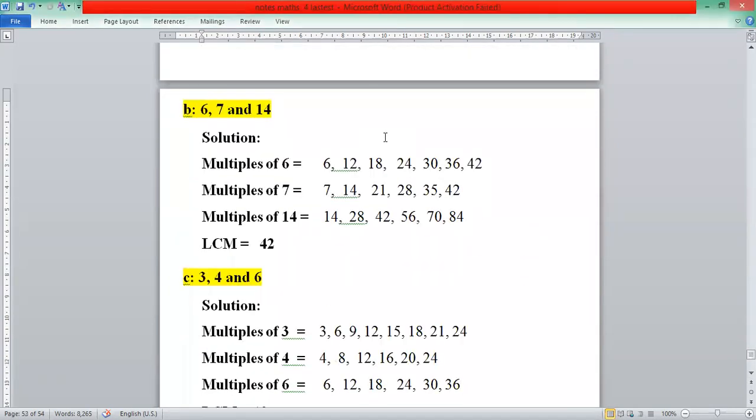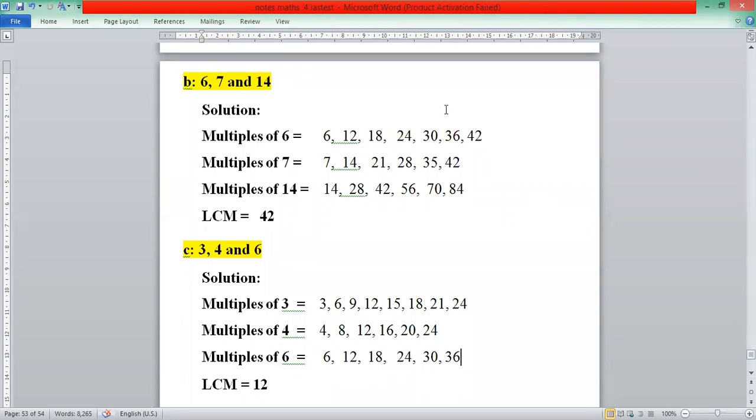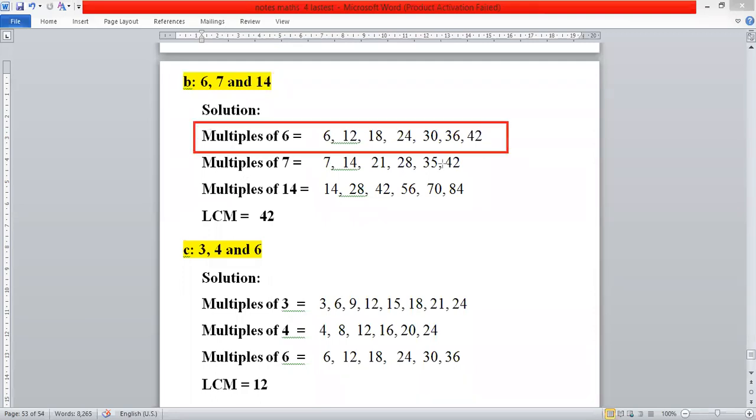Students, next one is 6, 7, and 14. First of all, we will write at least 6 multiples of each number as per the given instructions. But as per our need, we can extend our multiples. This is a simple concept. First, we will write multiples of 6, then 7, and then 14.